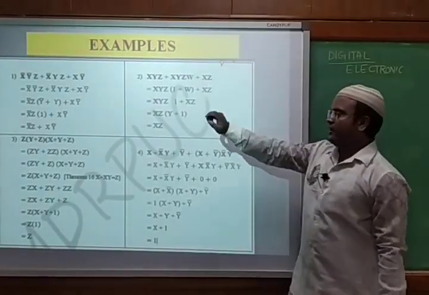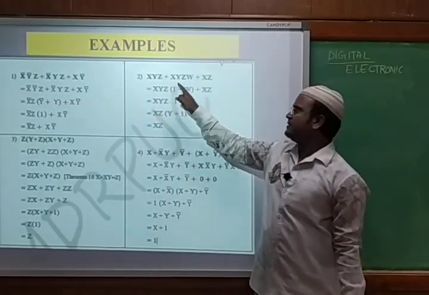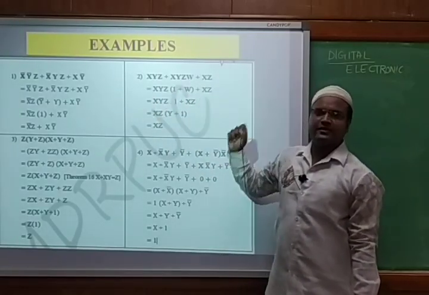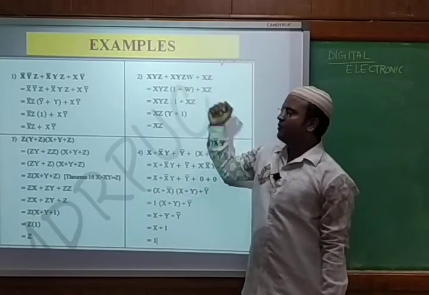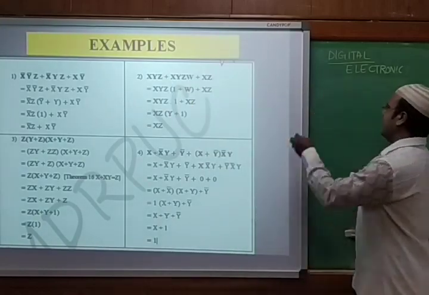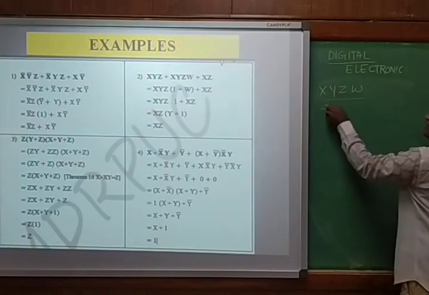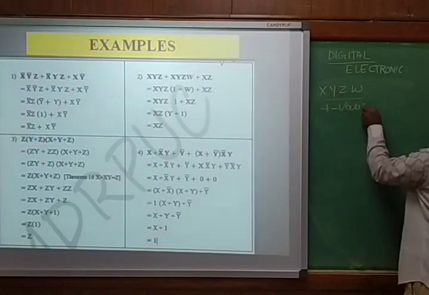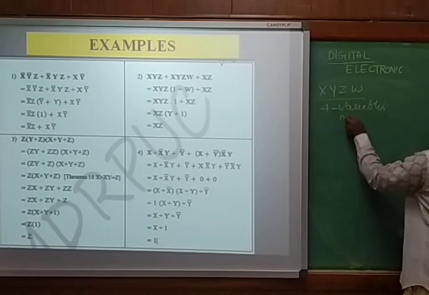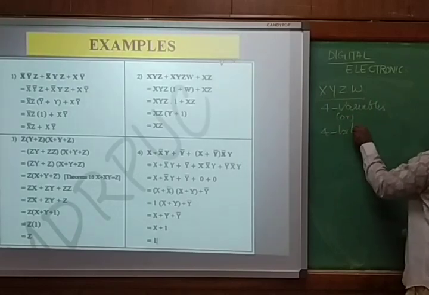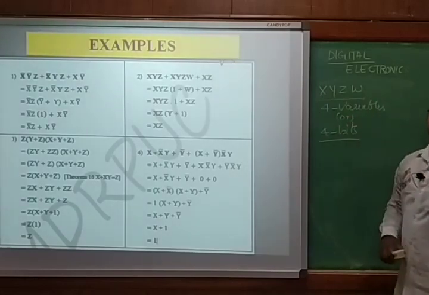Okay students, so the second problem we have is xyz plus xyzw plus xz. So in this, how many variables are there? Here we do have xyzw. That means it's a 4 variable expression, or 4 bits. That is our first conclusion.